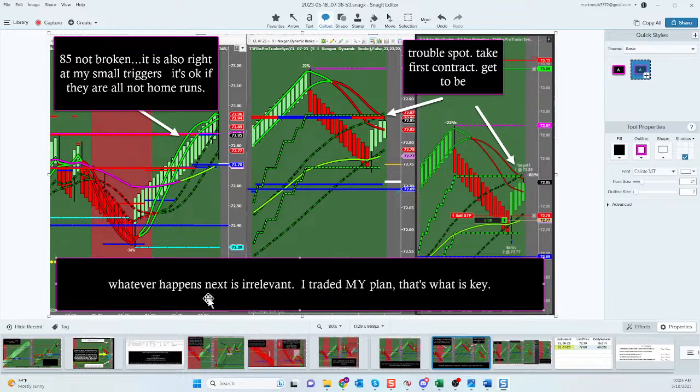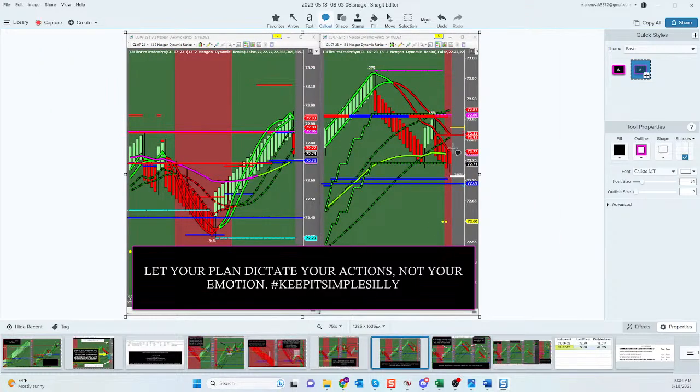And whatever happens next is irrelevant. I traded my plan, right? 72.85 is my trouble spot. It's the area that's not broken, right? One small issue exists. And then I took my profits at the trouble spot. But guys, this is my plan, right? And look what happens. A divergence prints, that might have gotten you out. Let your plan dictate your actions, not your emotions. Hashtag keep it simple, silly. I need to change that to sunshine.